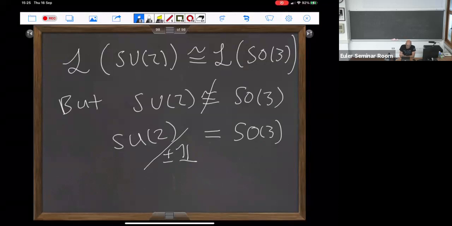And this plus or minus 1, you can think of it as a subgroup of SU2 of order 2. So Z mod 2 is the simplest non-trivial group with 2 elements.